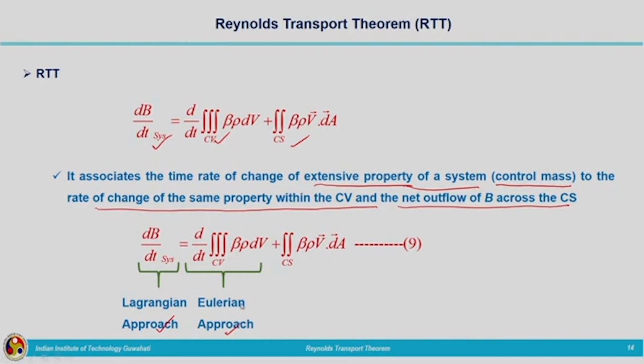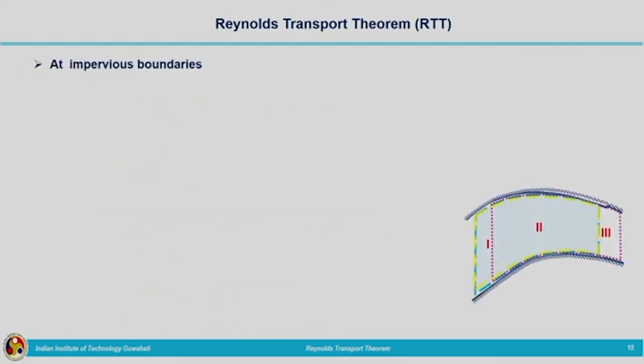So, here you can see we have considered the system, and what changes take place in the extensive property as time changes from t to t plus delta t, that is dB/dt. Based on this Lagrangian approach we have the fundamental laws, and we have found the relationship between the Lagrangian approach and the Eulerian approach. So, we can make use of the fundamental laws based on the Lagrangian approach for engineering problems which we deal with using the Eulerian approach. Now, some properties we need to understand related to this particular theorem.